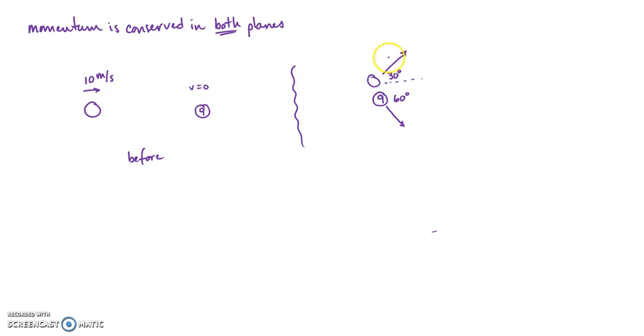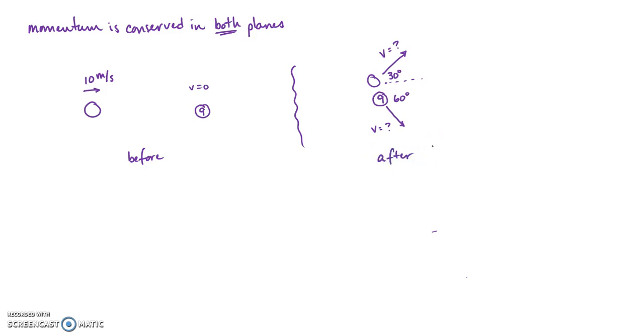And I have no idea how fast this is going. I have no idea what that is either. Our goal is to figure out what both of these velocities are. And we don't even have a clue what the mass of these balls are either. Oh no, oh no, oh no. All right, so that's our goal.